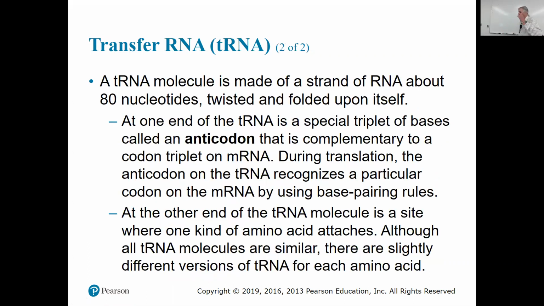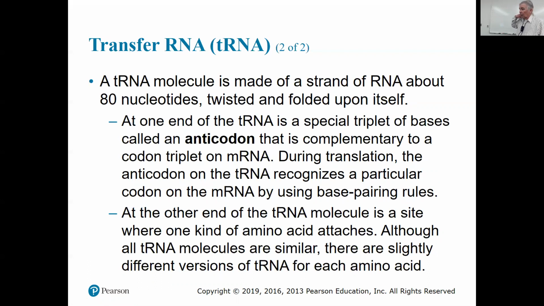So a tRNA molecule is made of RNA, about 80 nucleotides, twisted and folded upon itself. It's partially single-stranded, partially double-stranded. On one end of the tRNA is a special triplet of bases called an anticodon. That's complementary to a codon triplet on mRNA. So the first codon in the mRNA is AUG, the start codon. What would be the anticodon to that? UAC. UAC is the anticodon, so it complementarily fits the AUG.